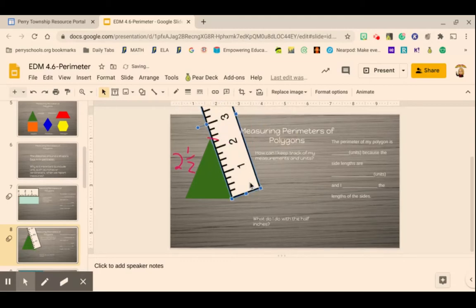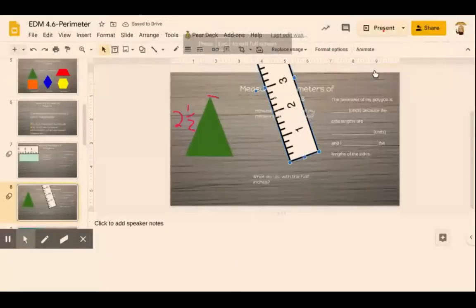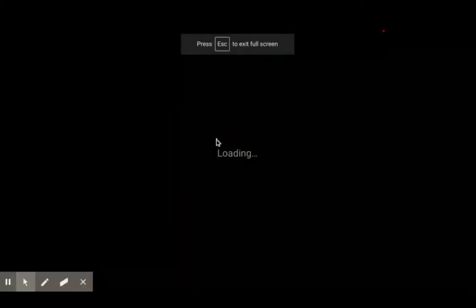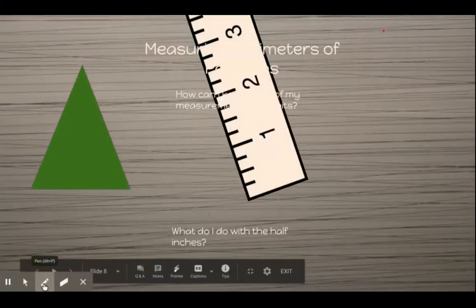So this one, remember we said that we have our half marks? So here's a half, here's a half, and here's a half. Well, the triangle goes about to the 2.5. So when I go to measure this, it is going to be about 2.5 on this side as well. So let's go back into the presentation, and I'm going to mark my inches down.